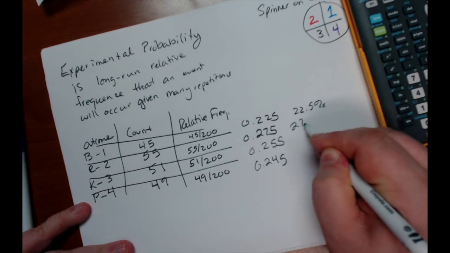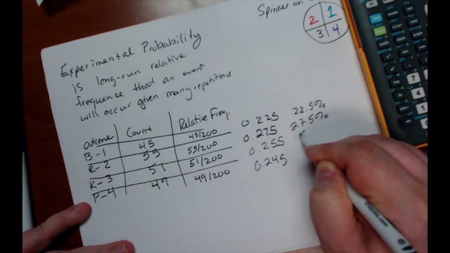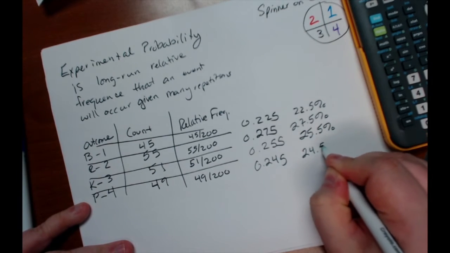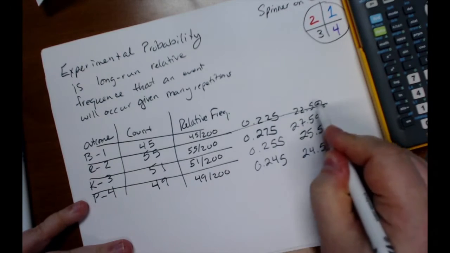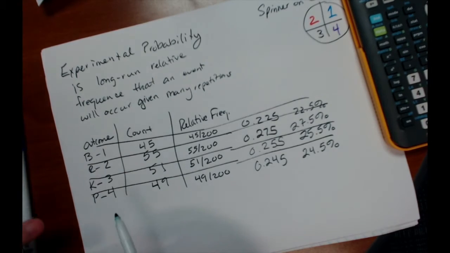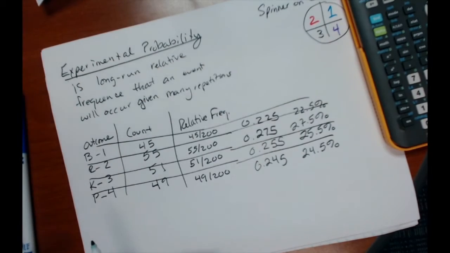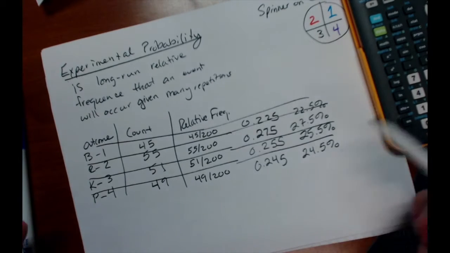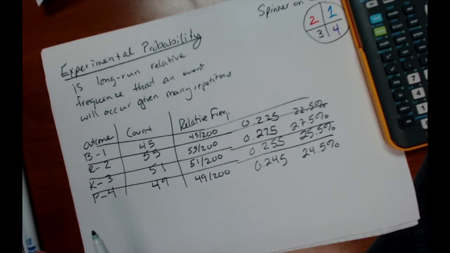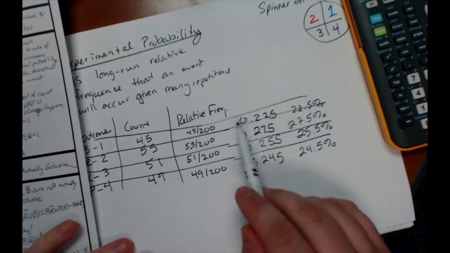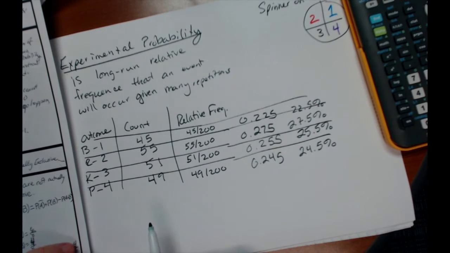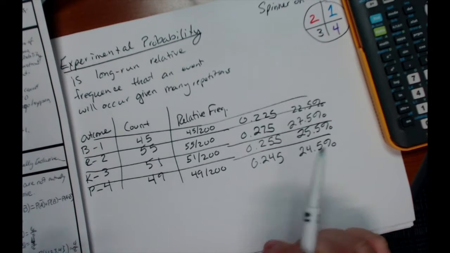And so that's 22.5%, 27.5%, 25.5%, and 24.5%. That's our relative frequency. And these are experimental probabilities. In the long run simulation, in this case we did 200 runs, that seems pretty decent. The relative frequency that any event will occur is represented here. We have about 22% of the time we get 1, about 27.5, 2, 25 we get 3, and 24 we get 4.